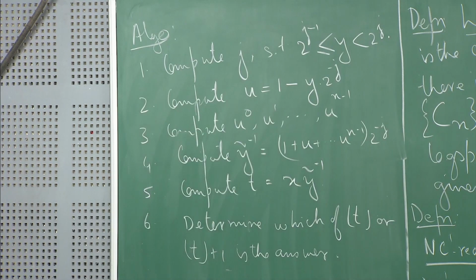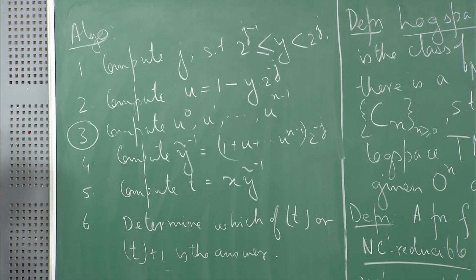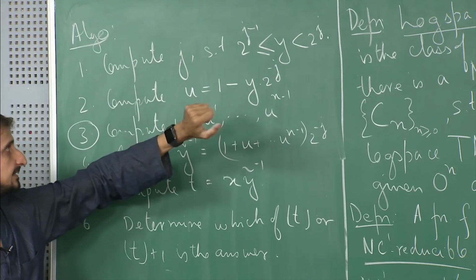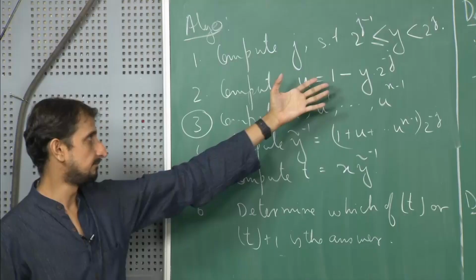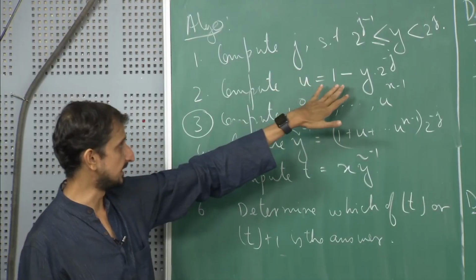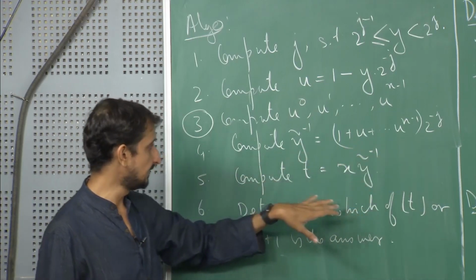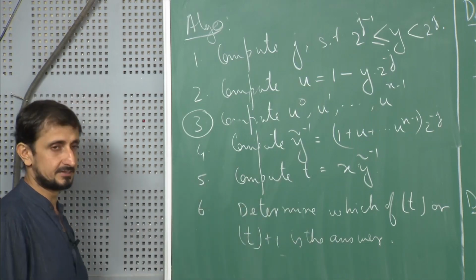So essentially, except for this third step over here, all the other steps are in NC1. So this is in NC1, this is just multiplication and, well, subtraction is just the same as addition. This is also just iterated addition, this is again multiplication, and this is again multiplication. Okay.